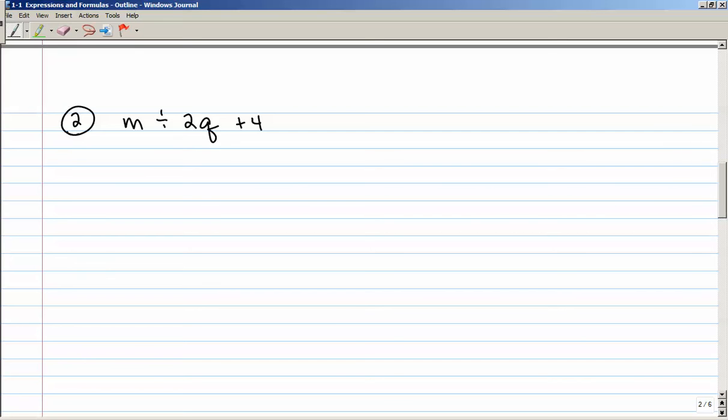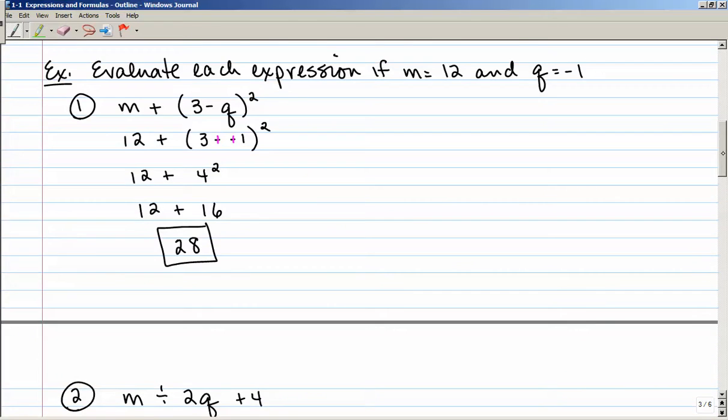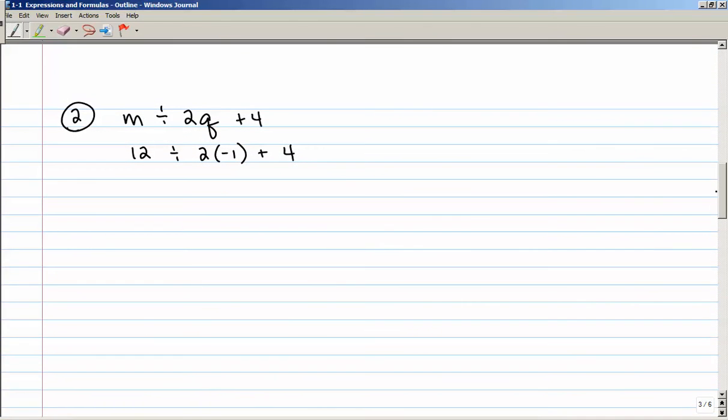Second example, m divided by 2q plus 4. So let's go ahead and plug in 12 for m and -1 for q and add 4. Now I put the -1 in parentheses. Remember that parentheses can be grouping symbols, but they can also represent multiplication. And that's what's going on in this case. So I have 12 divided by 2 times -1 plus 4.